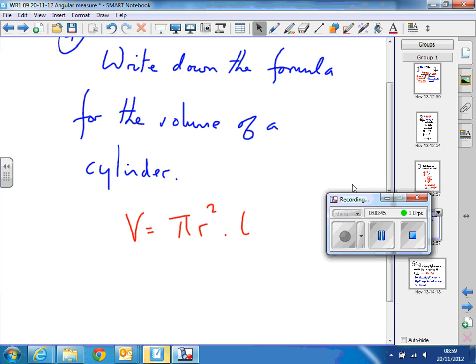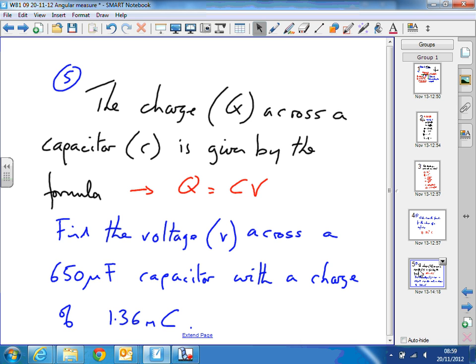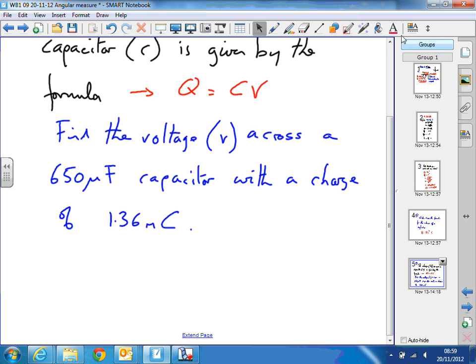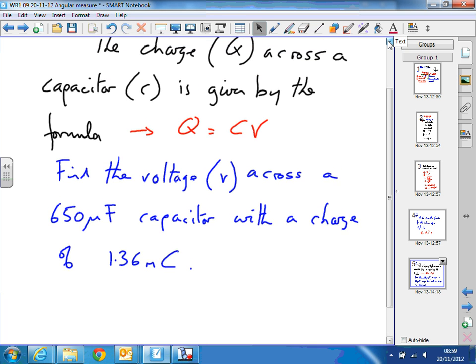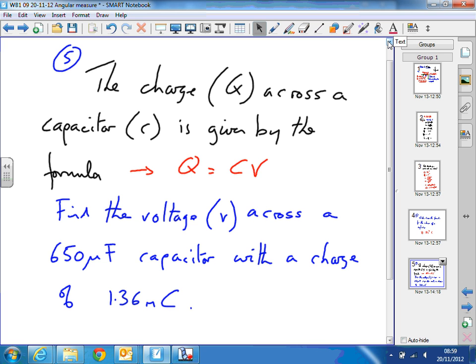And last question, number 5. The charge Q across a capacitor is given by this formula. Q equals CV. So you'll use this formula if you've not done already. Find the voltage across a 650 microfarad capacitor with a charge of 1.36 millicoulombs. So this question is about rearranging the formula, but also coping with these units, micro and milli. So I'll just leave you a second to have a go at it, see if you can do it, and then we'll look at it together.